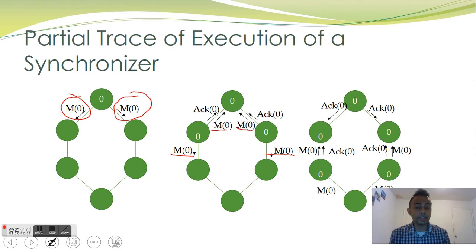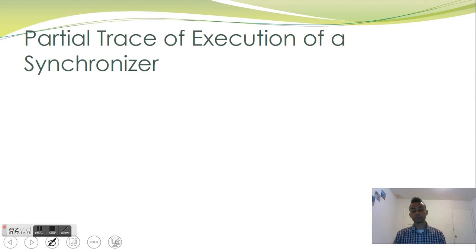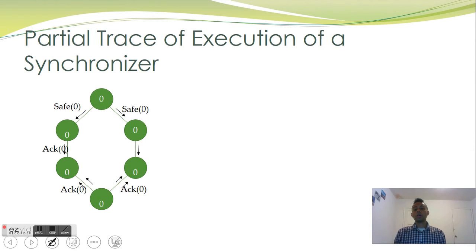Similarly, the two nodes at the bottom get initialized after the message is sent, and they also send an acknowledgement to the previous nodes. Once all of the messages have been sent and the acknowledgement has also been received by the first node, it then sends a safe message to its neighboring nodes. This is the safe message after receiving acknowledgement and the message from other nodes.